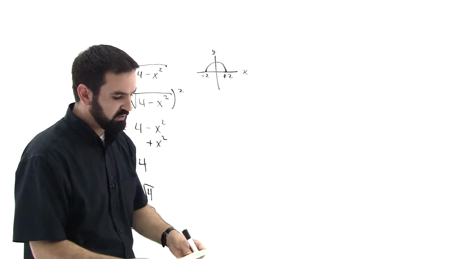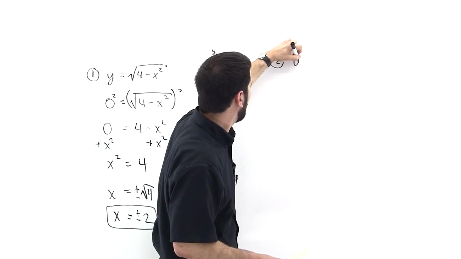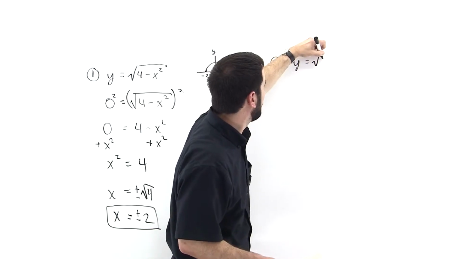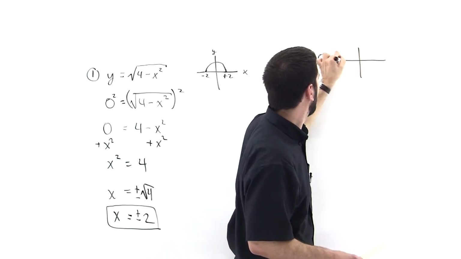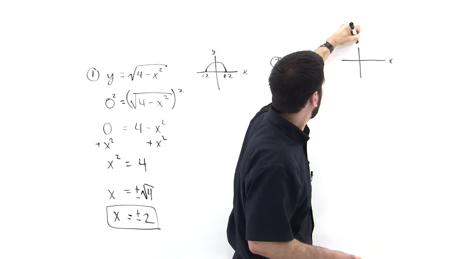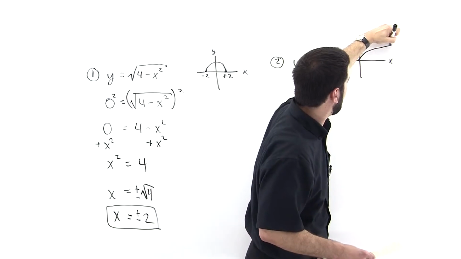Let's consider the next one. Let's consider the square root of x. y equals the square root of x. If we graph it, it will look something like this. It'll start at the origin, and it'll come up, and it'll taper off like that, right?